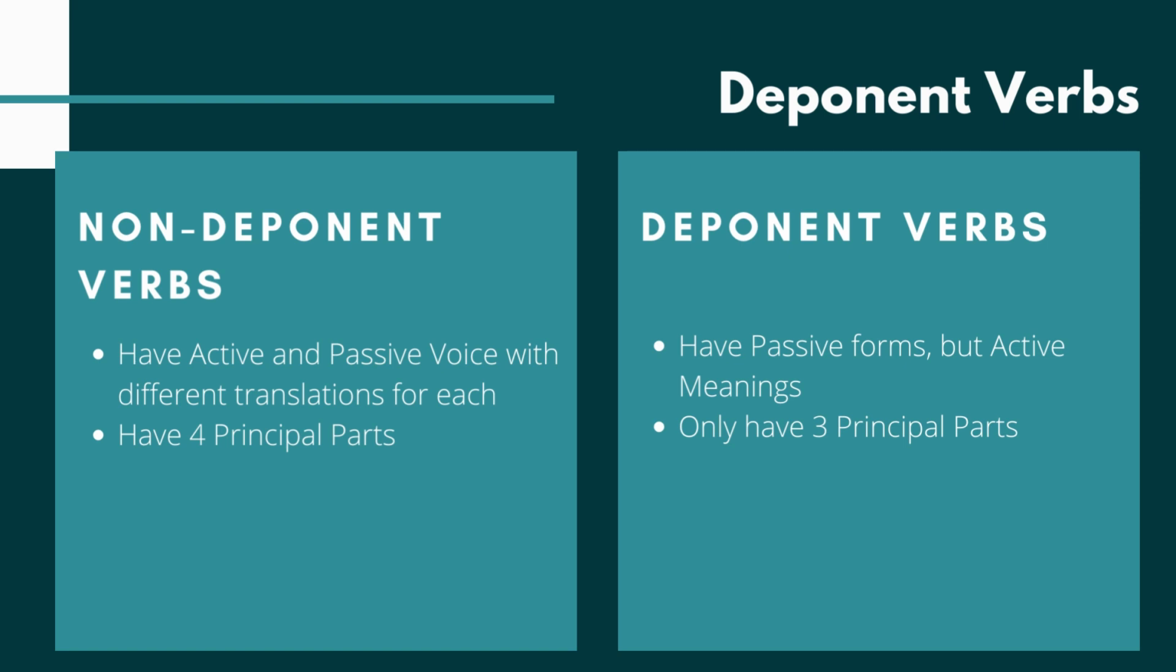Non-deponent verbs, like regular verbs, have active and passive voice, and they have different forms and translations for each. So in other words, you can spot an active and a passive voice verb because they're spelled differently, and you translate them differently. Active verbs, we translate actively. Passive, we translate passively. Pretty straightforward. And they have four principal parts. For deponent verbs, though, they have passive forms but active meanings, and they only have three principal parts. So one of them is missing. You can spot it because it looks passive, but we know it's going to be translated actively. So they're kind of similar, but there is a distinct difference here. Just something to keep in mind.